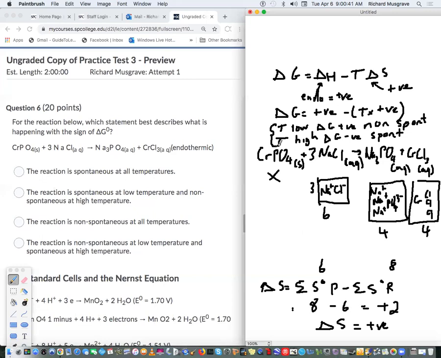It would be non-spontaneous at high temperature and spontaneous at low temperature. So it would be the reverse. Okay. Thank you. Okay, good. That's good.